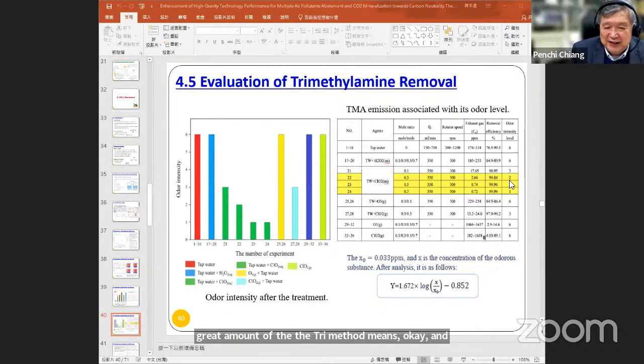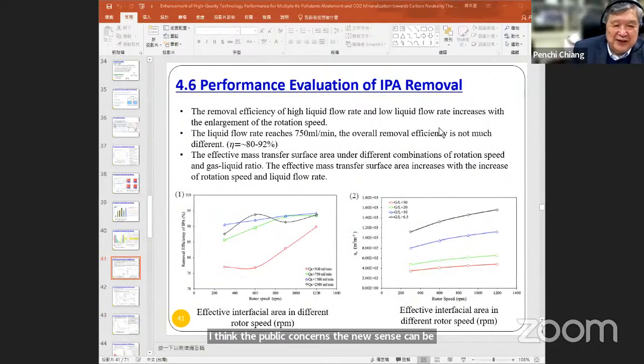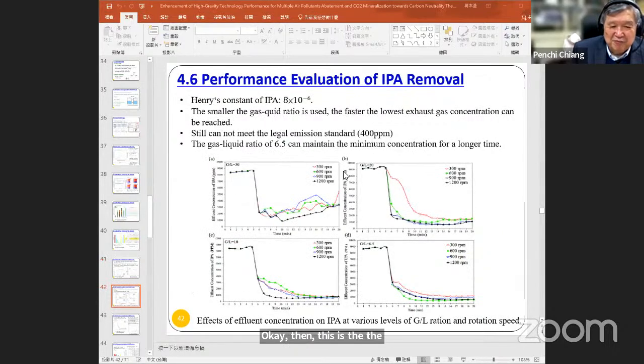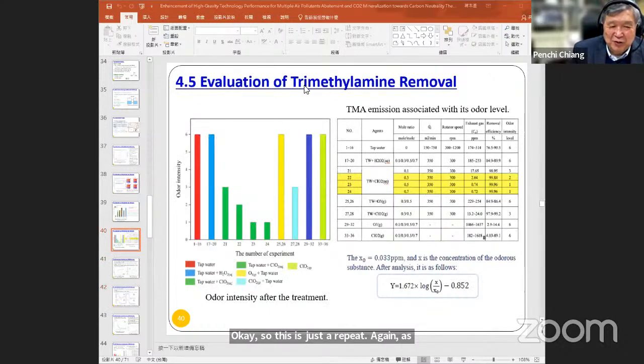Also, in this case, I think the public concerns and the nuisance can be reduced to a level acceptable to the general public. Okay, then this is the performance shown here. Then there's a better performance shown at different levels of rotation speed and different levels of time. Okay, so this is just a repeat of the beginning. This time we call it the measure for trimethylamine removal.